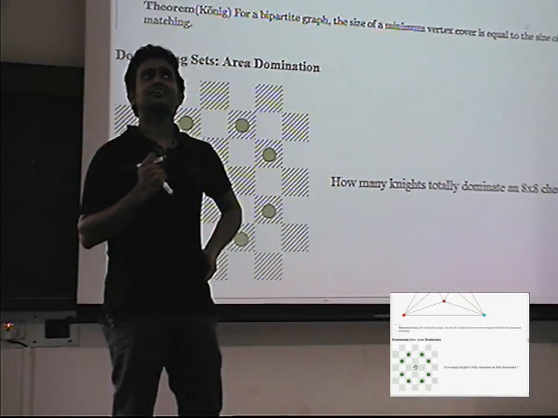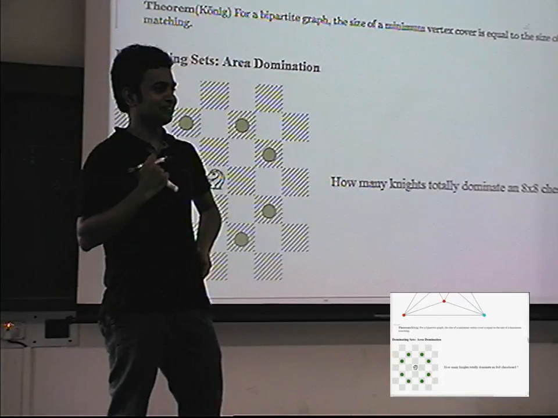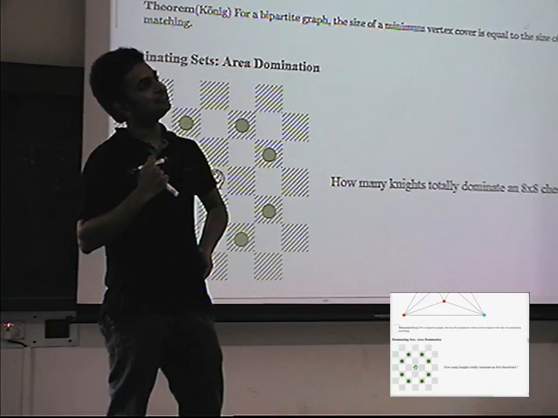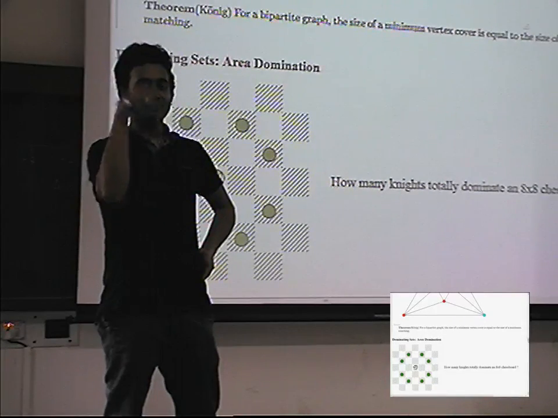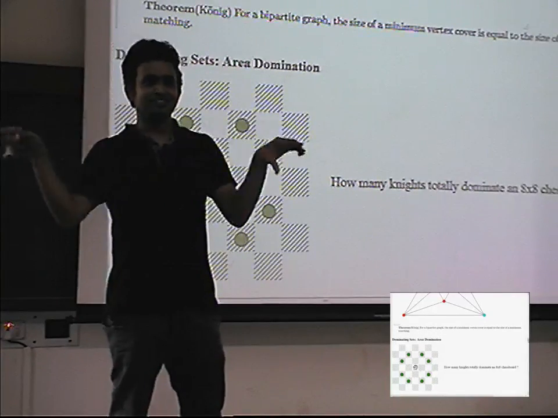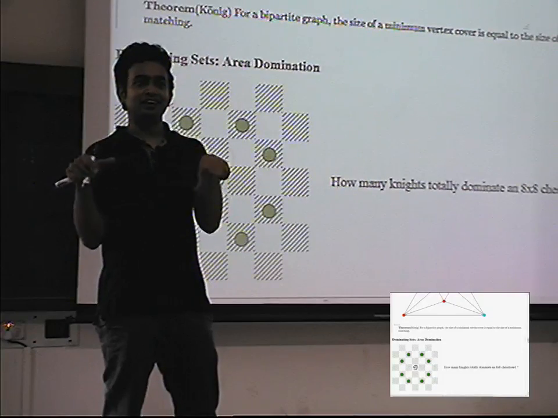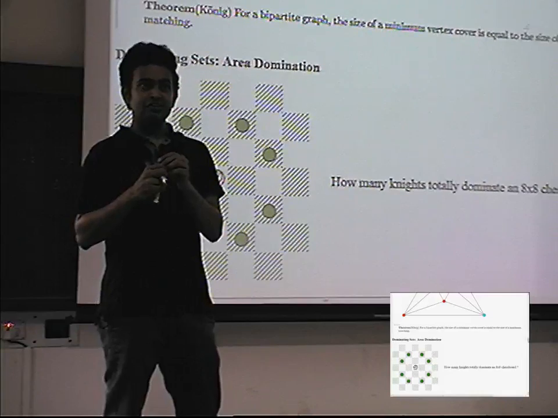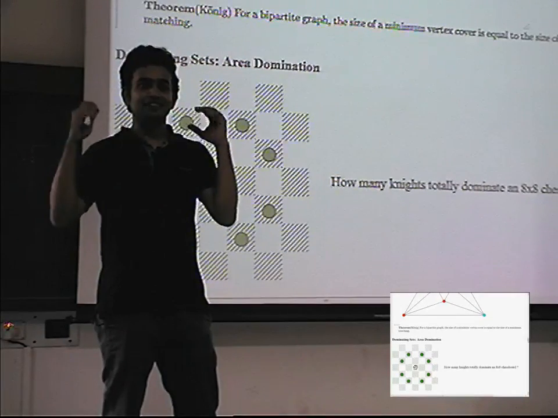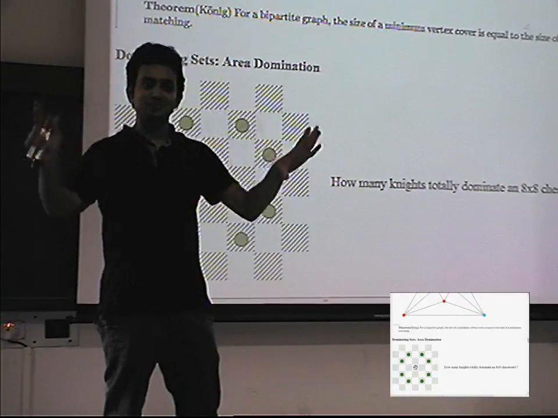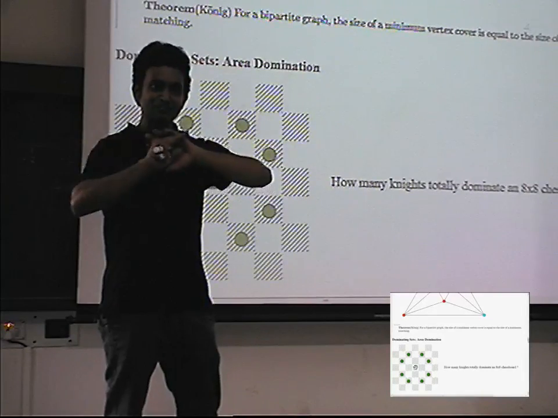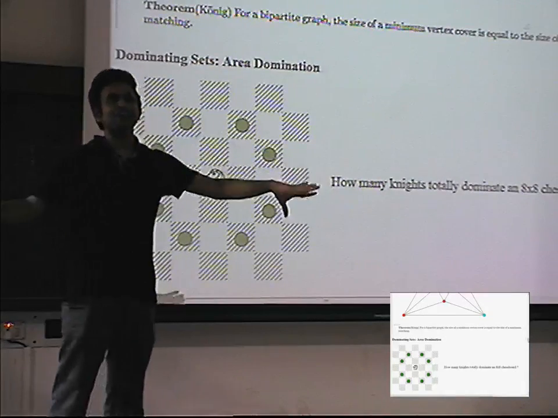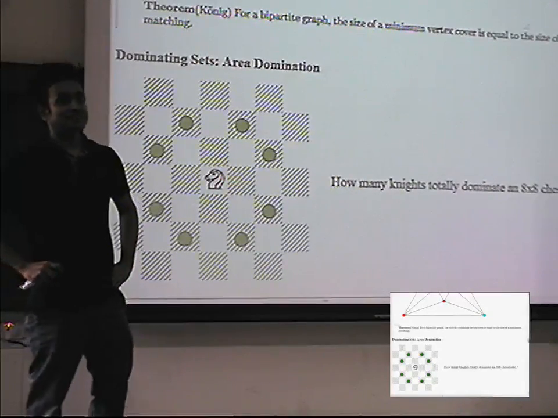7, 8. Yeah, I think you need 8. Yeah, because 7 may not do, because diagonally it cannot. So if you put 7 rooks on a chessboard, one row will be left totally without a rook, right? There's no way around it, so some square on that row will be unattacked.